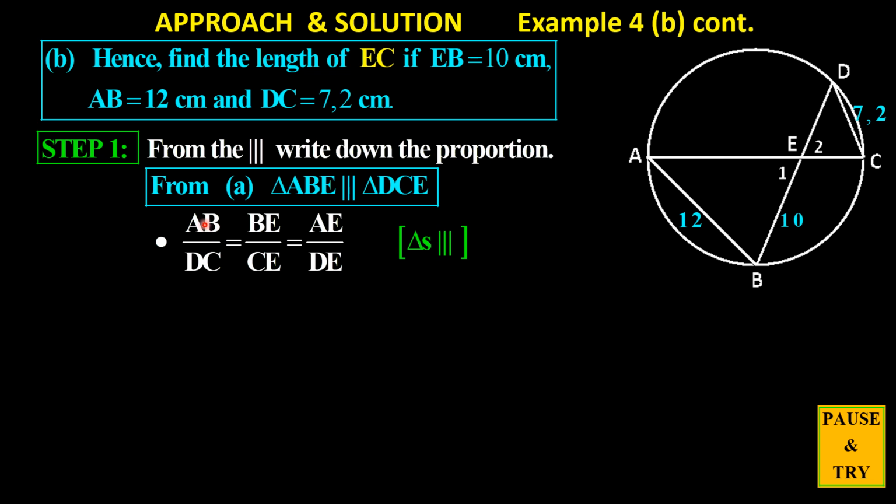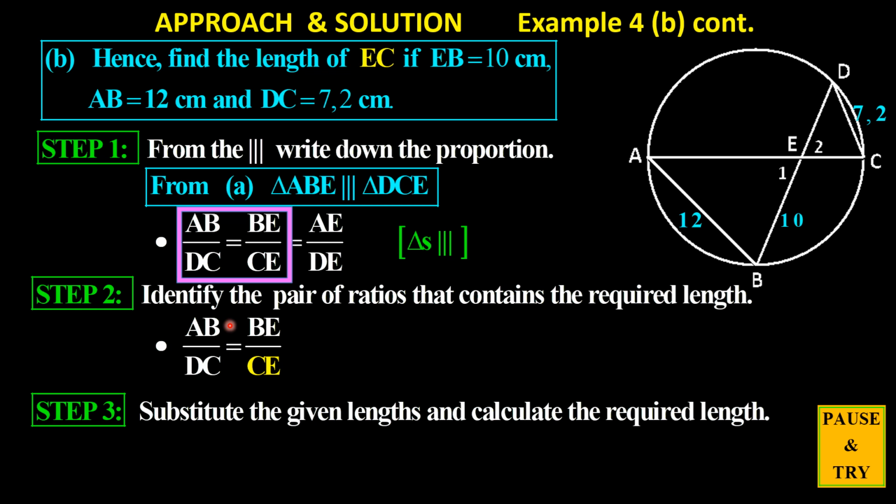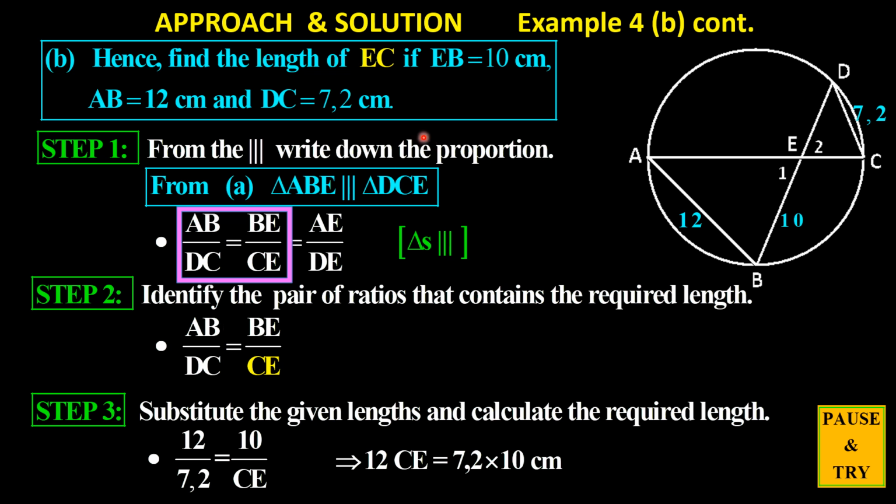Let's check. AB, I've got AB, so I will use AB. DC, I've got DC's measurement. BE, so I'll use the first two, right? I don't have AE, and I don't have DE, so I'm not going to use that one. So let's just select those two, and then we substitute. This is the pair that we're going to use, because there's the CE we want, and we have the other three measurements. So let's substitute the measurements, and there we substituted them. After substituting, we can cross multiply, and then it's easy to work out CE. Don't even need a calculator with this example. It is 6 centimeters, and there we calculate the length of EC, right?